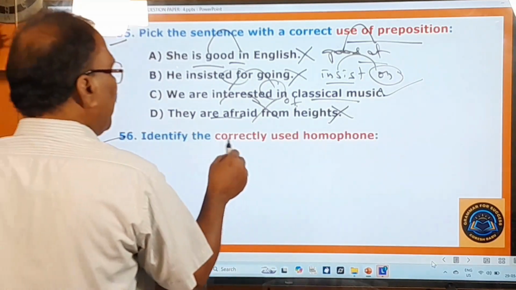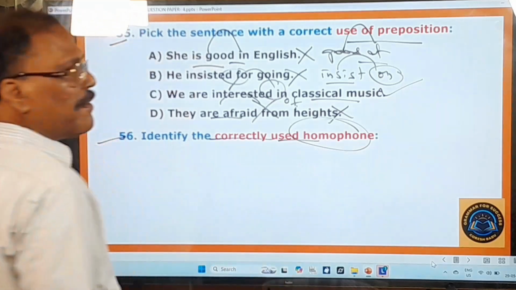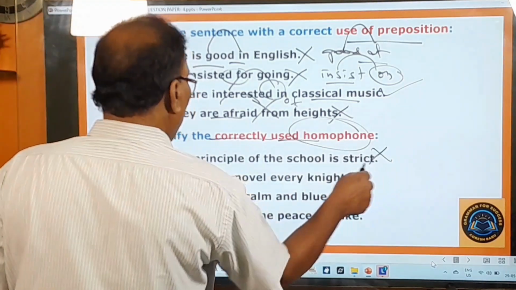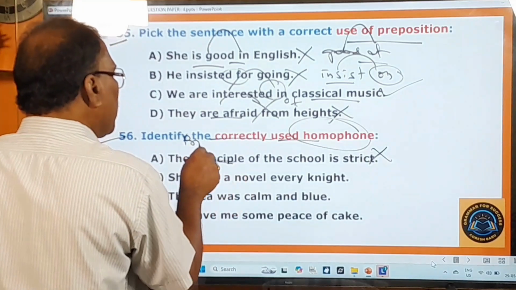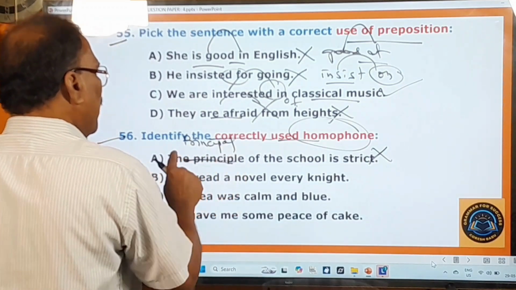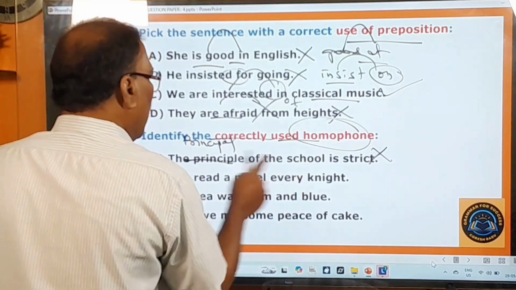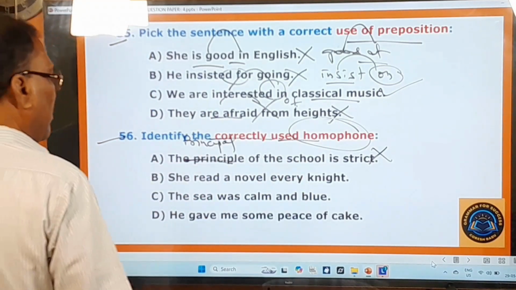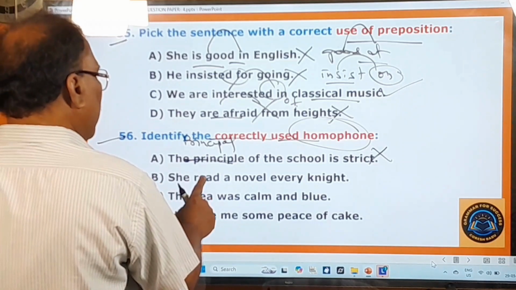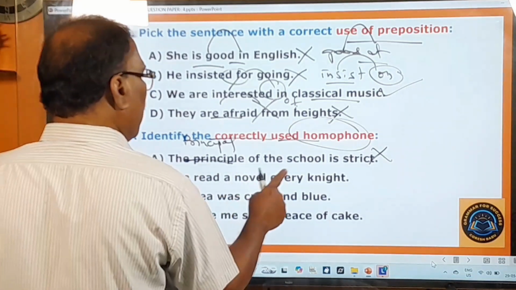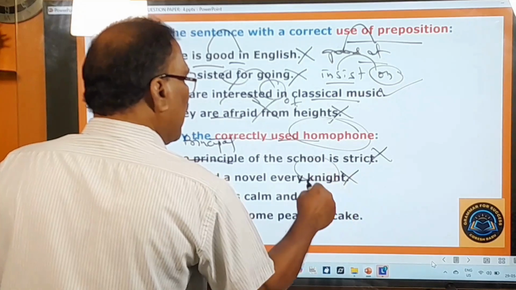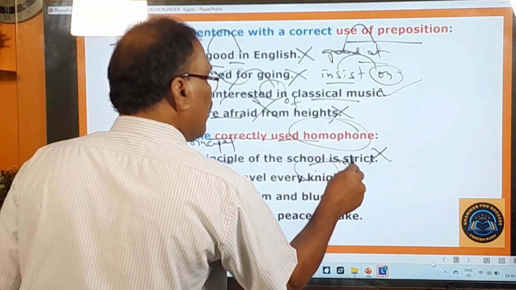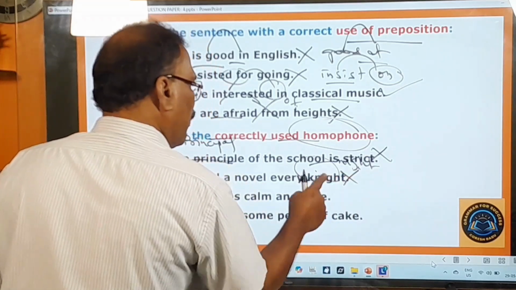56th question. Identify the correctly used homophone. Now you pay attention. The principal of the school is strict. No, here it should not be principal, but principle. The principal of the school, and again principle, both are the homophones. Okay, right. And she read a novel every night. So this is also wrong, because here night is written as KNIGHT. Night is wrongly written. ఇక్కడ నైట్ ఉండాలి, ఇక్కడ నైట్ రాశారు, తప్పు అందుకే.